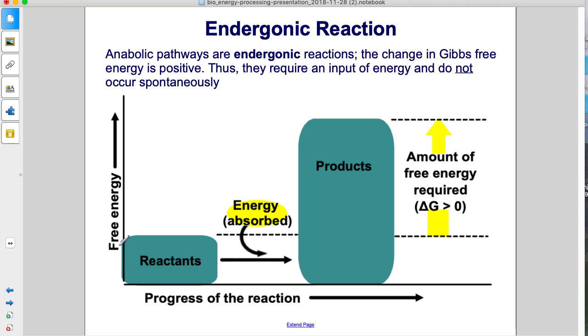So here we have a similar graph to what we just saw. Here is the free energy, and this is the process of the reaction. So here you can see the amount of free energy in the reactants and in the products. And here you can see that the amount of free energy required, or that change, is more than zero. So it's positive. It requires an input of energy, and it does not occur spontaneously.